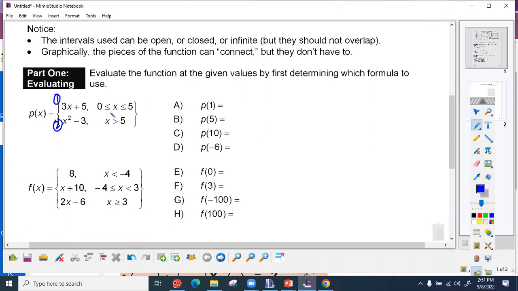So in expression 1, right? Because 1 is between 0 and 5. So that means I would use the expression 3x plus 5 to evaluate P of 1. So this would become 3 times 1 plus 5, which is just 3 plus 5, which equals 8. Okay, where does P of 5 fall? Expression 1 or expression 2? 1, because that's where 5 is equal at, right? So I would use expression 1 to evaluate. So we have 3 times 5 plus 5, which equals 15 plus 5, which is 20.